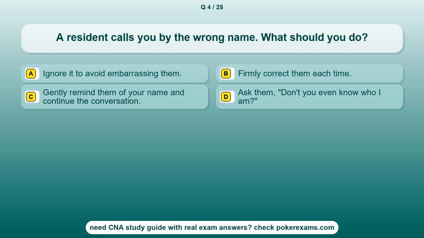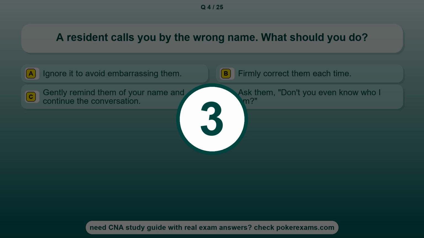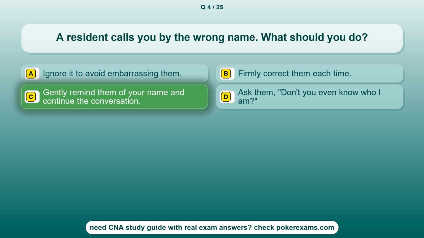Question 4. A resident calls you by the wrong name. What should you do? Option A, ignore it to avoid embarrassing them. Option B, firmly correct them each time. Option C, gently remind them of your name and continue the conversation. Option D, ask them, don't you even know who I am? The correct answer is option C, gently remind them of your name and continue the conversation.